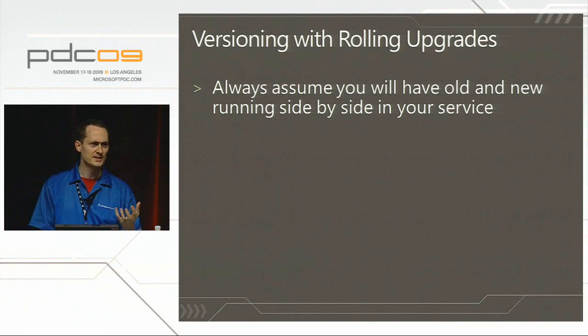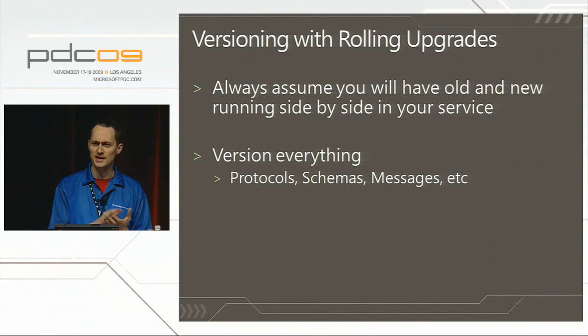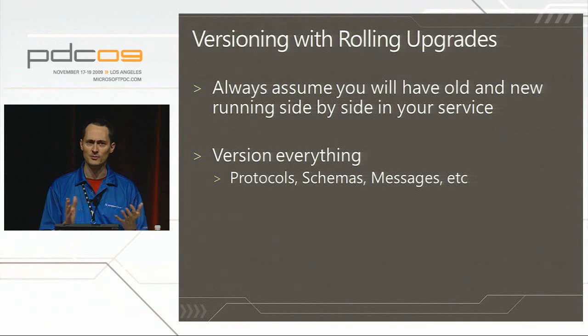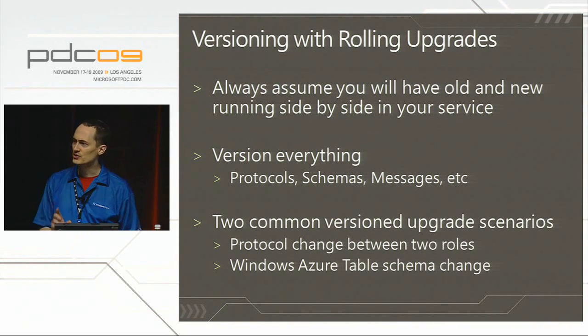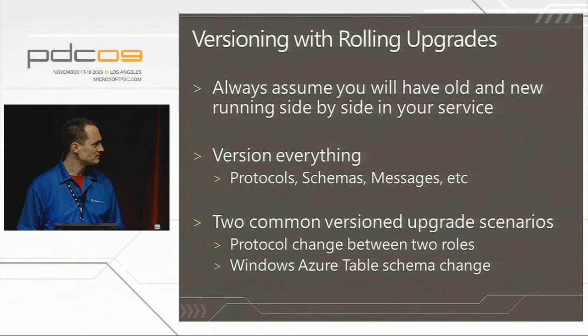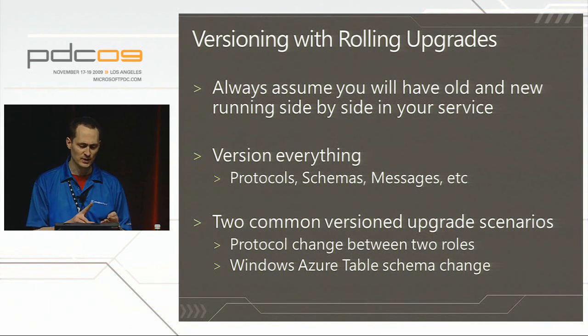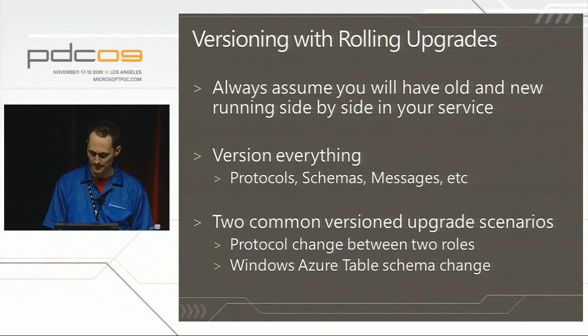Okay? So why is this important? Well, this means that you really must version everything. You have to version your protocols, version your schemas, and even version your message formats. I'm going to use 2 examples to show how this works and why this is important. I'm going to go through doing a protocol change between 2 roles, as well as doing a Windows Azure table schema change. So let's dive into that.